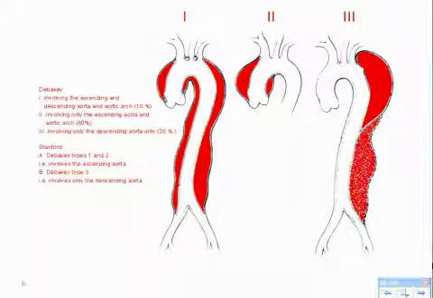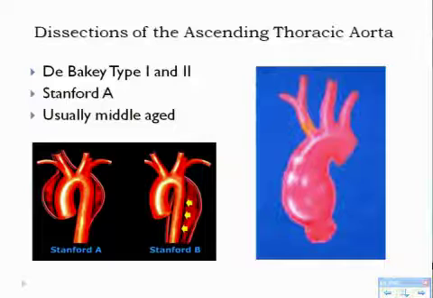Okay? I think the weakness to any of these things is, of course, that nobody ever follows the same drawing. Okay? So this is the 3 DeBakey classification, the way we see it, 1, 2, and 3. Okay? Now, dissections of the ascending thoracic aorta, also considered the DeBakey 1 and 2, or Stanford A, are usually found in middle-aged people. That's when they usually present.